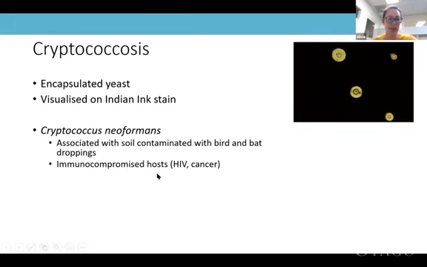Okay, finally. Cryptococcus, so there's two species. There's Cryptococcus neoformans. This is the one that's classically associated with HIV and cancer patients and things like that. It's mostly seen in immunocompromised hosts, and it's found worldwide. It's generally associated with soil that's been contaminated with bird and bat droppings.